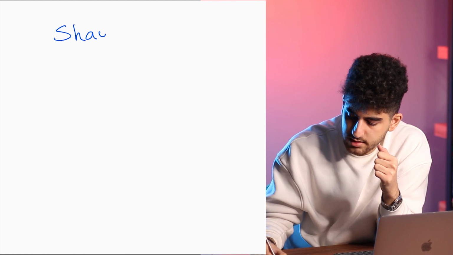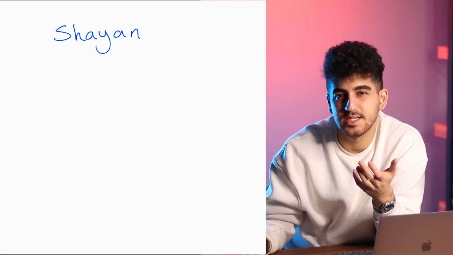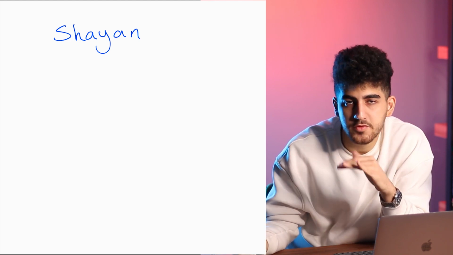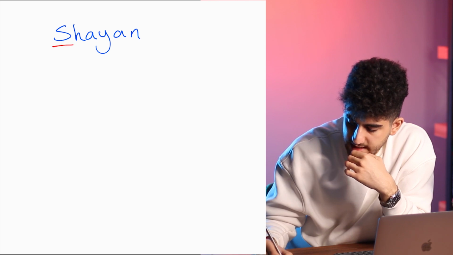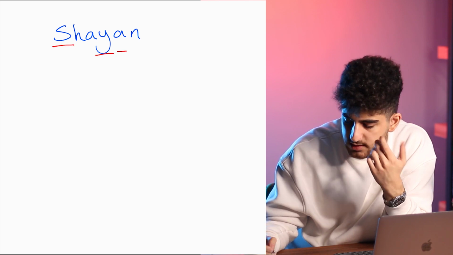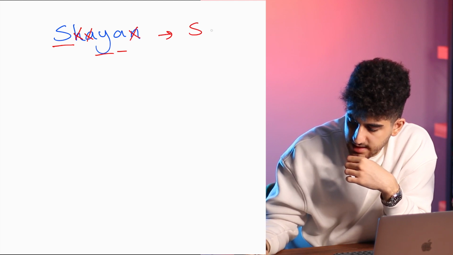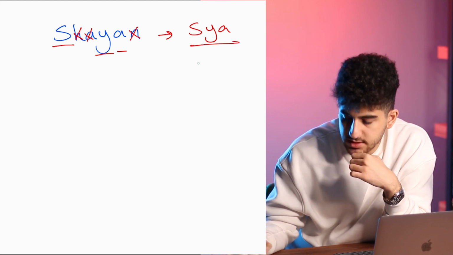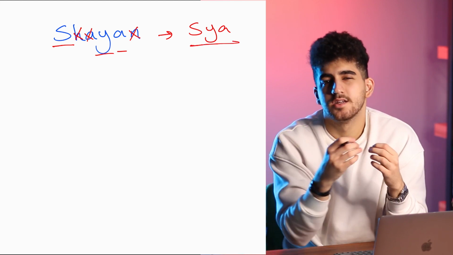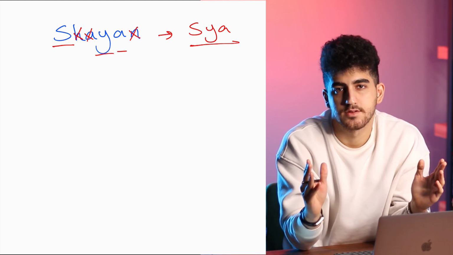Assume that your string is like Cheyenne, and a subsequence is a string that you can achieve by removing some of the characters. For instance, you can here choose S and Y and A and remove this H and A and N and you will have SYA. So SYA is a subsequence of Cheyenne. Keep it in mind that subsequences do not need to be consecutive.